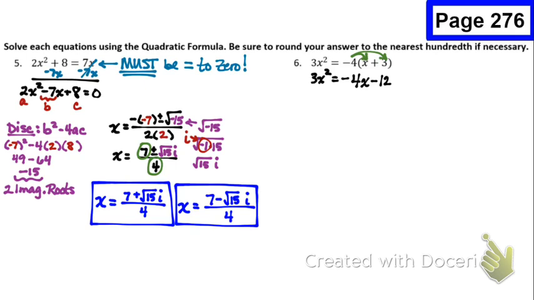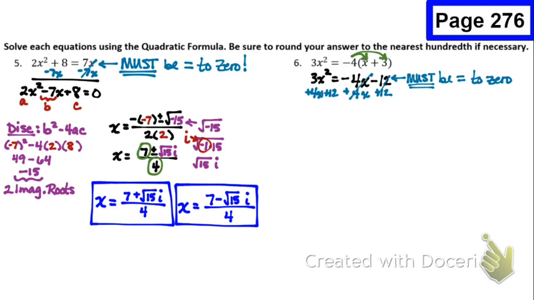Just like number 5, what do I have to watch out for here? Can you get it to 0? Need to make it equal to 0. So we're going to subtract 3x squared. I'm going to add the 4x and the 12 to both sides just because I like my a positive. You could subtract the 3x squared from both sides, and that's totally and completely fine. You're going to get the exact same final answer. So that is entirely correct. I'm going to add 4x to both sides, and then add 12 to both sides.